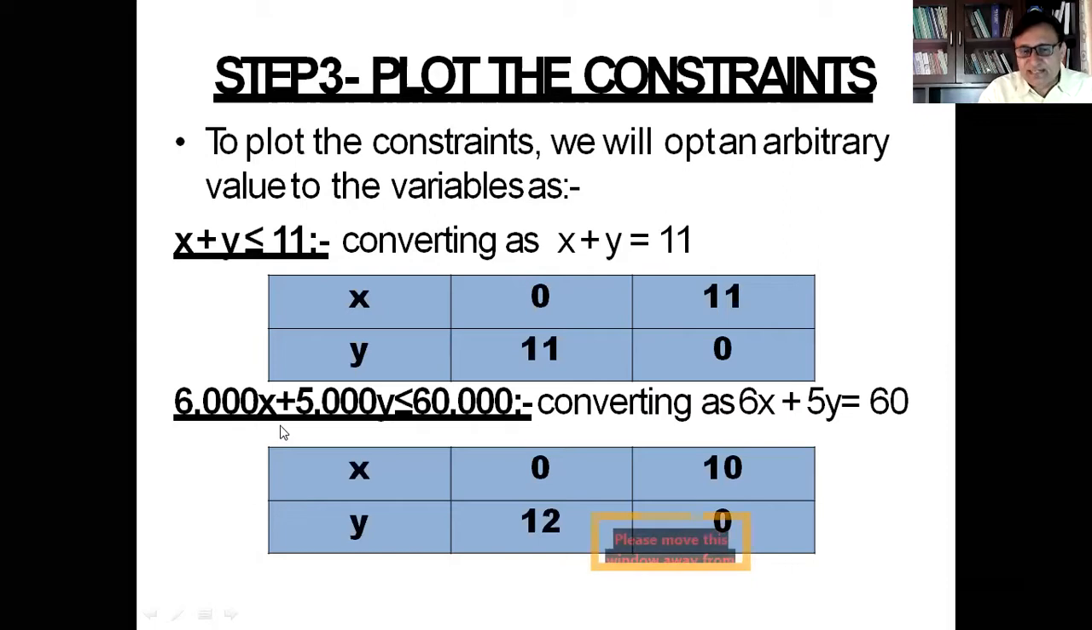So now there is another equation, 6,000x plus 5,000y less than or equal to 60,000. So you may convert it into 6x plus 5y is equal to 60. Here, if you put x value equal to 0, then y value will be 60 divided by 5, that is 12. If you put y's value equal to 0, then it will be 60 divided by 6, that will be 10. So here you get the values. In the first equation, you get x is equal to 11, y is equal to 11. In another equation, you get x is equal to 10 and y is equal to 12.